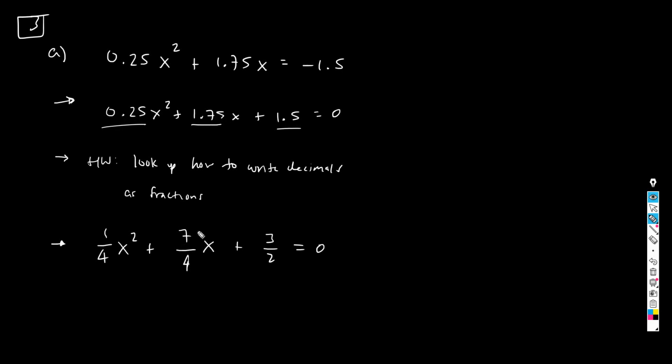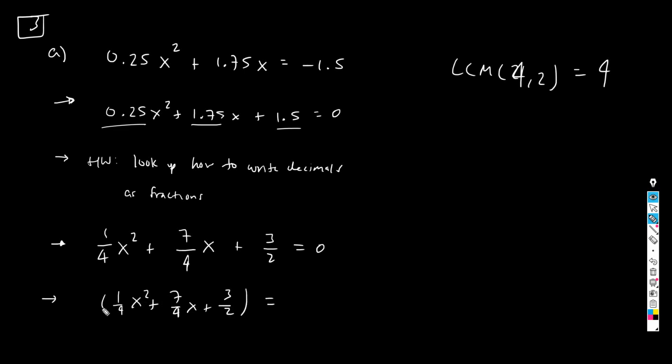Now what do we do next? The same thing I told you a moment ago. You have fractional coefficients with denominators 4, 4, and 2. The least common multiple of 4 and 2 is clearly 4. So I'm going to multiply both sides by 4. All of this I'm going to multiply by 4, and the 0, I'm going to multiply it by 4.